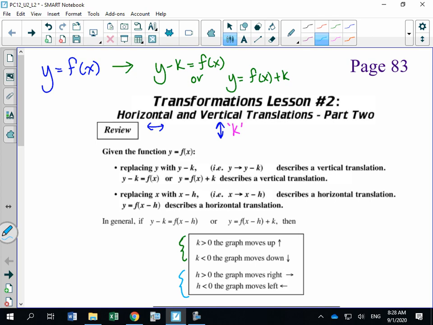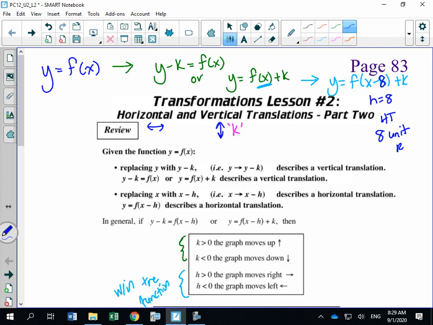Now, the h parameter is your left-right move, and this is what we call within the function. So my function is right here, and if I want to insert my h parameter, then I'm going within the function. So if I now want to do a horizontal translation, it's going to be y is equal to f of x minus h plus k. Let's just say here it was x minus 8. H, remember, is 8, and that is a horizontal translation, 8 units right.